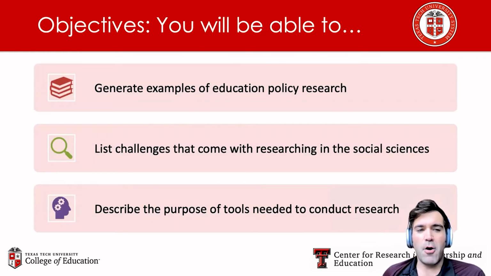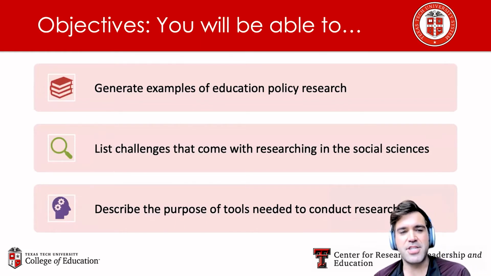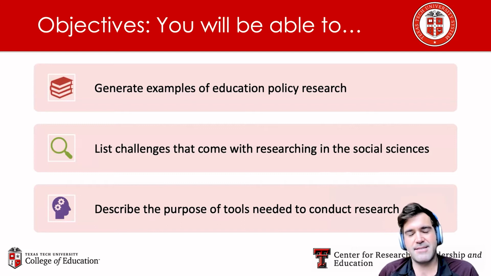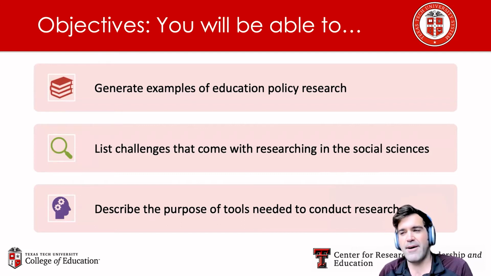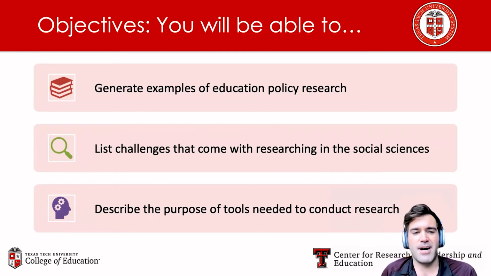At the end of the lecture, hopefully what you will be able to do is generate examples of education policy research, list some challenges that come with researching in the social sciences in general, thinking about us researching human beings and the challenges that that presents. We're trying to talk about cause and effect. And finally, I want you all to be able to describe the purpose of the tools needed to conduct this research.